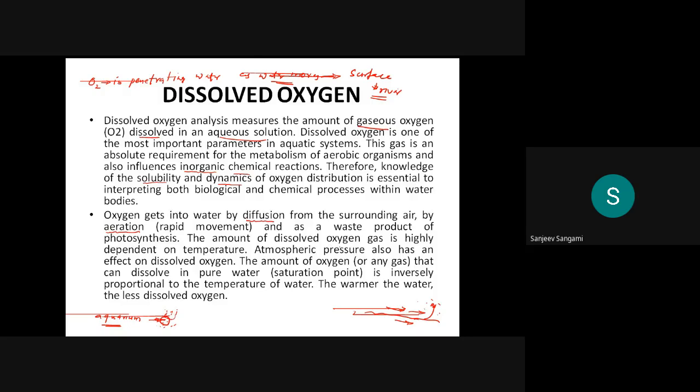The amount of dissolved oxygen gas is highly dependent on the temperature that we already know. The atmospheric pressure also has an effect on the dissolved oxygen. If you see, the temperature profile as well as the pressure profile of the surrounding environment is totally different. If you draw the graph against height, we have different layers in the environment, like troposphere, mesosphere.